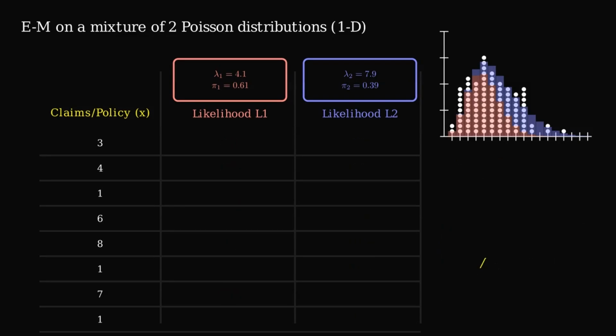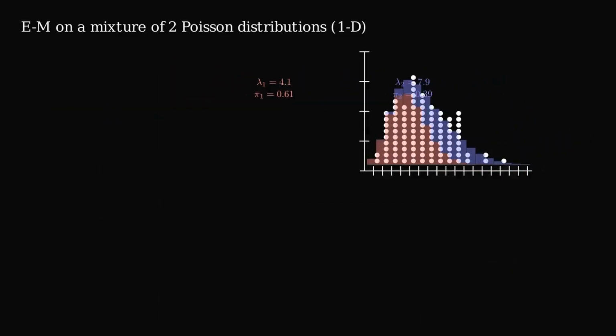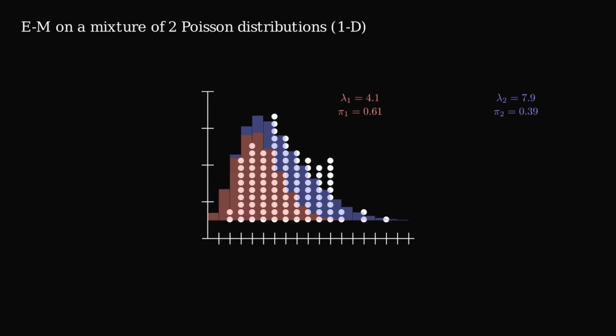We stop when the parameter changes fall below epsilon and the likelihood is maximized. The table served its purpose, but the real value lies in these parameters that now describe the entire population.